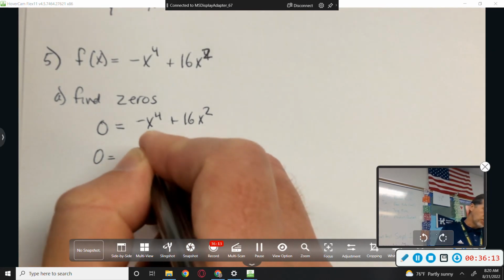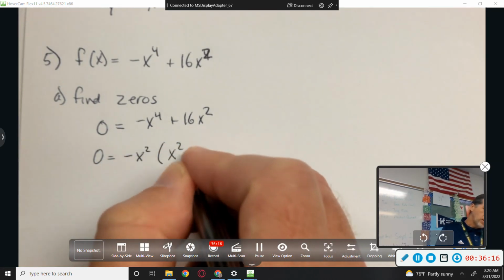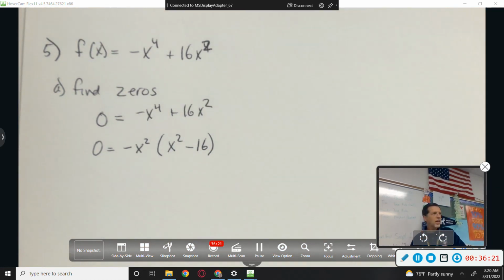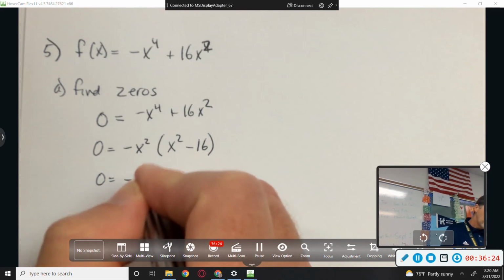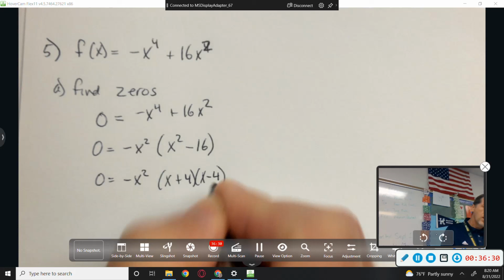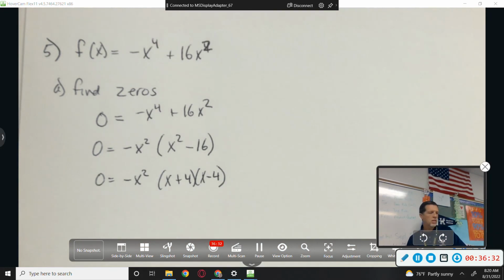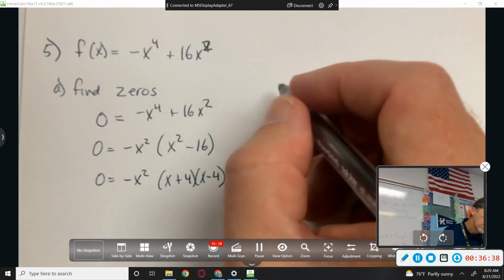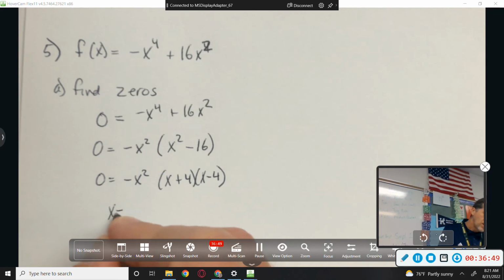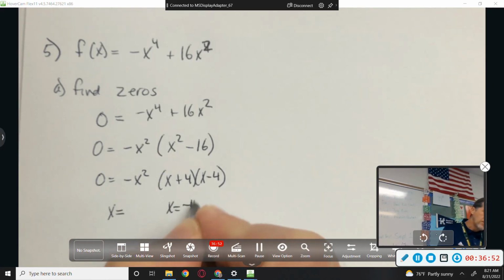I would do a negative x squared. So that would leave x squared minus 16. That's convenient. It's nice when they rig the problem to work out for you. Oops, find the zeros. I almost made the mistake that I've warned you about. I finished factoring, but I haven't found the zeros just yet. So x equals negative 4 and x equals positive 4.